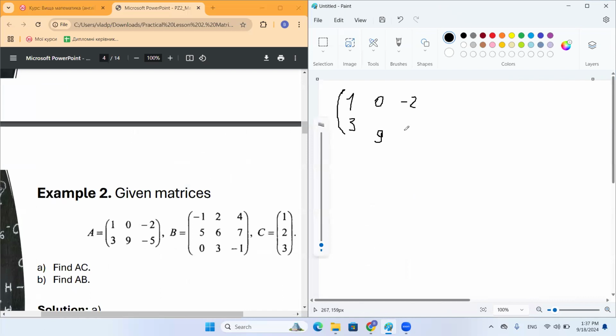A little bit. Oh, not so straight, but okay.